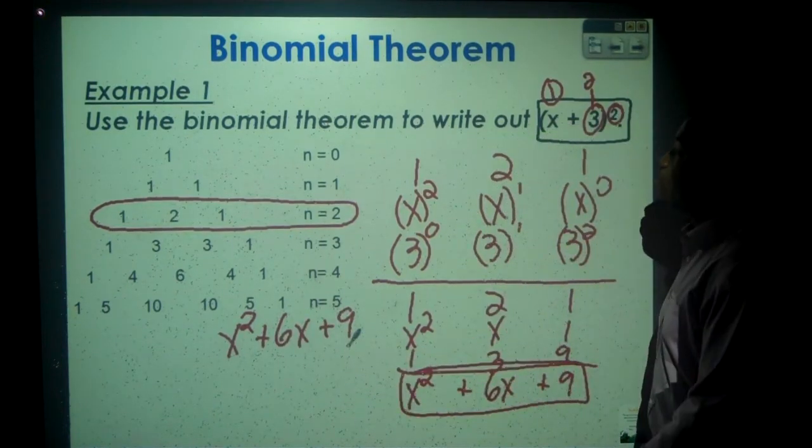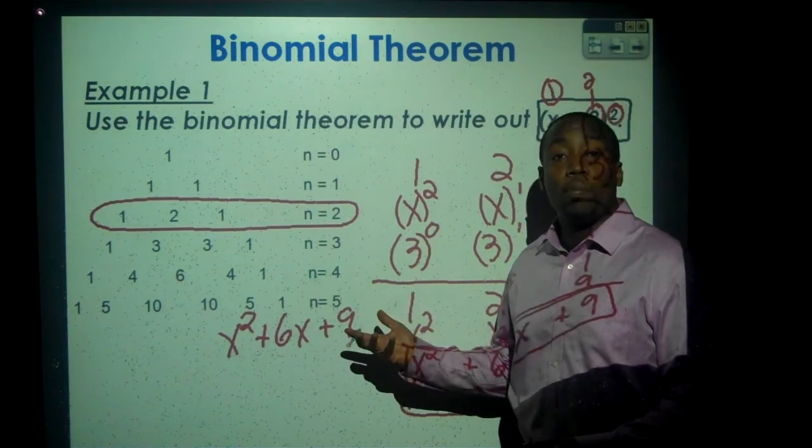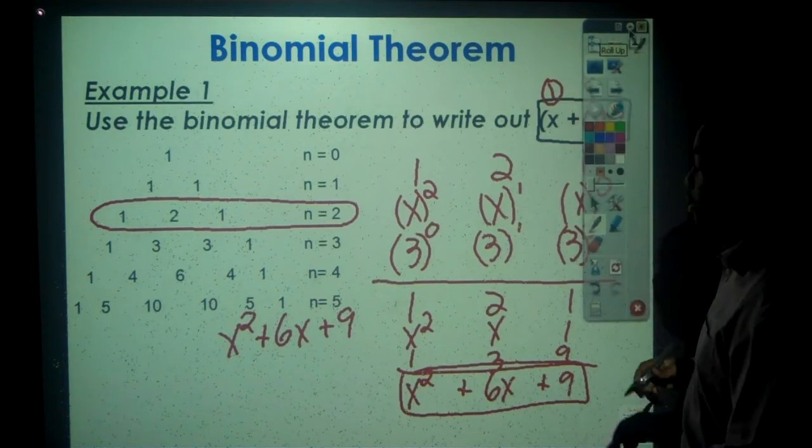So as you see here, instead of doing the box method, I can actually do the binomial theorem, and it'll work out perfectly fine, right? Now, let's do another one.